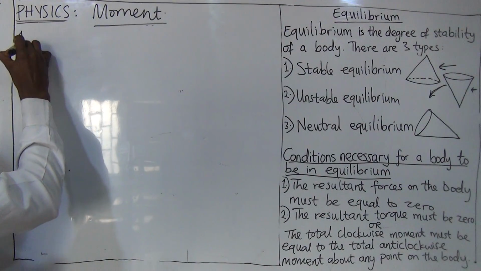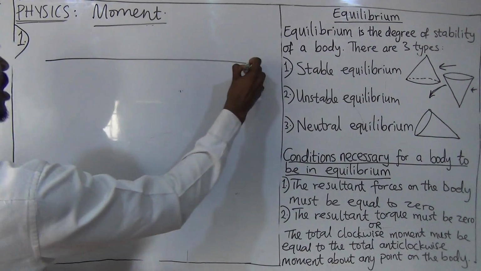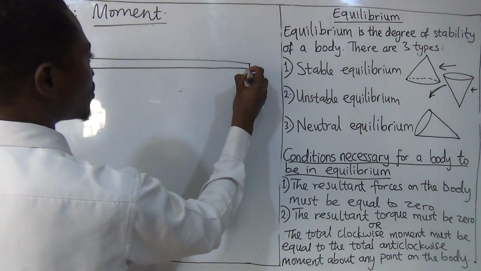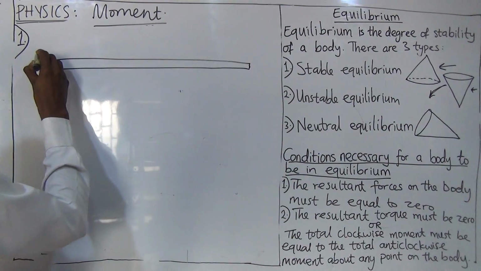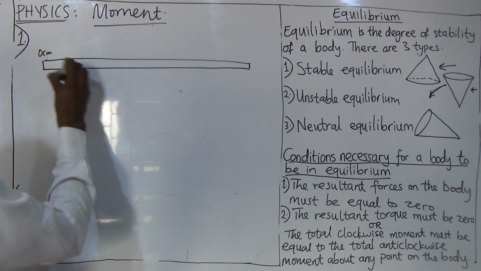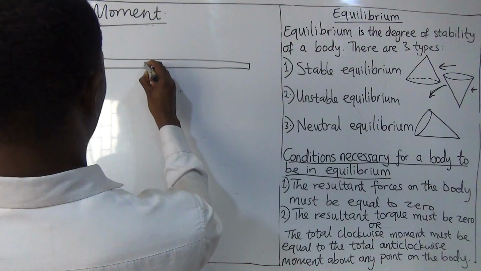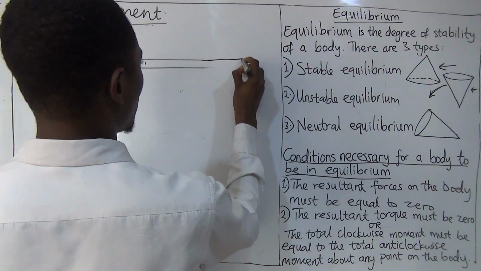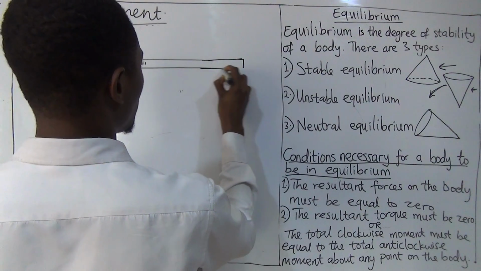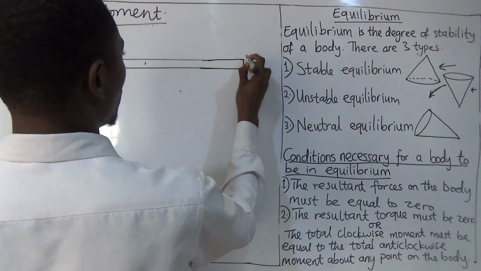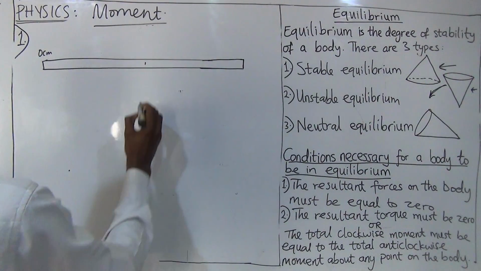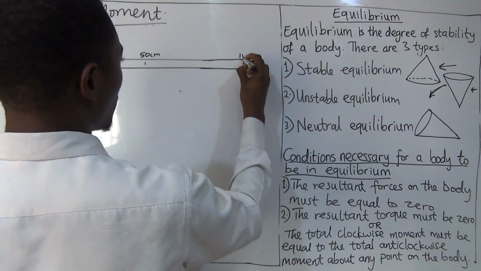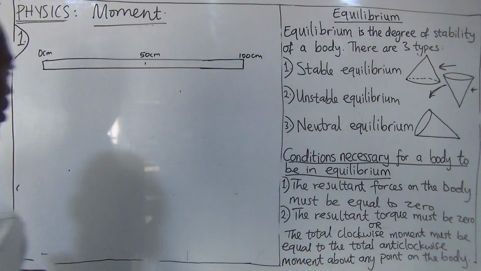Consider a situation below. Consider this uniform meter rule. This is the 0 centimeters mark. This is the center. This meter rule does not look like a uniform meter rule. Okay, I think it now looks like a uniform meter rule. This is the 50 centimeters mark and this is the 100 centimeters mark.